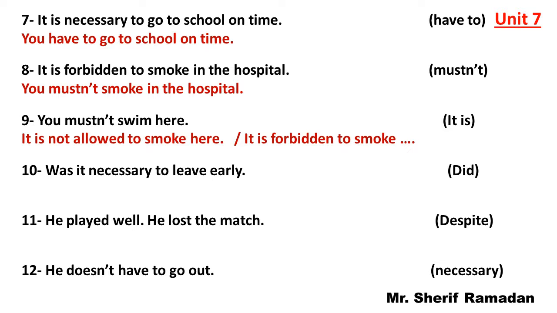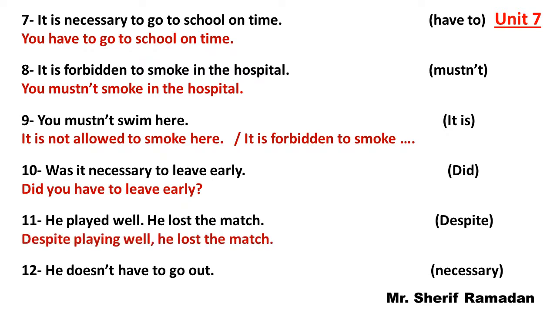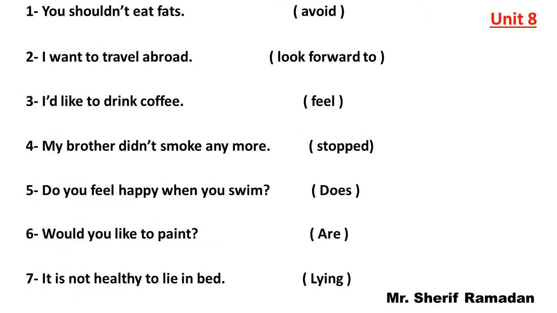Number 10: Was it necessary to leave early? استخدم كلمة did. طبعا هنا was it necessary يبقى ضرورة في الماضي، بستخدم مفروض had to، لكن في السؤال ببدأ ب did وبجيب المصدر have to، يبقى did you have to leave early? Number 11: He played well he lost the match. استخدم كلمة despite بيجي في أول الجملة وبعدها الفعل مضاف له ing. Despite playing well he lost the match. Number 12: He doesn't have to go out. استخدم necessary. هقول it isn't necessary for him لأن الفعل عندي he يحول إلى مفعول يبقى him for him to go out.